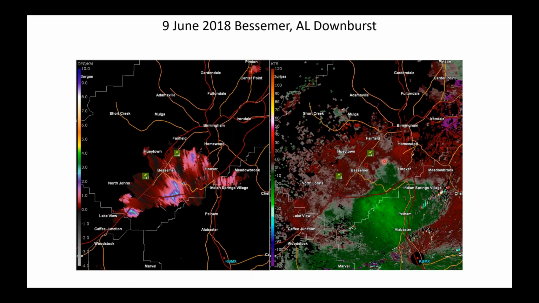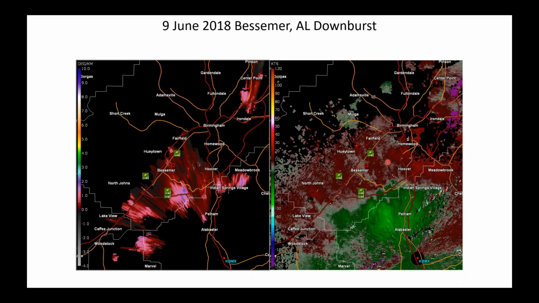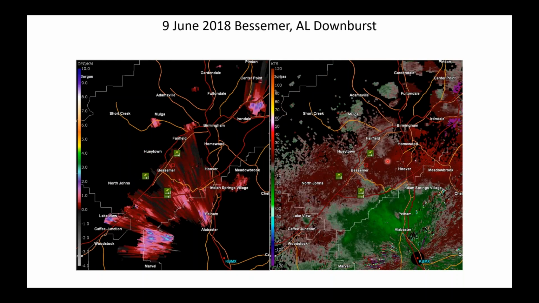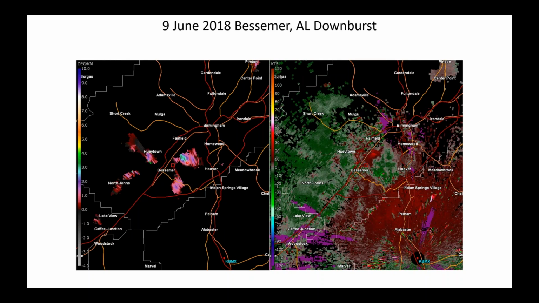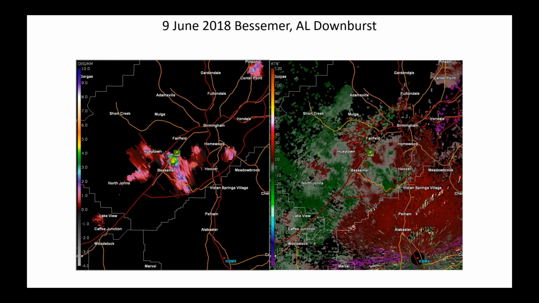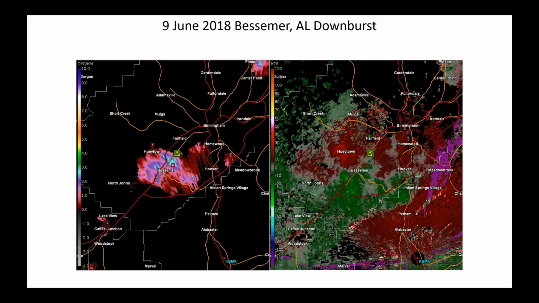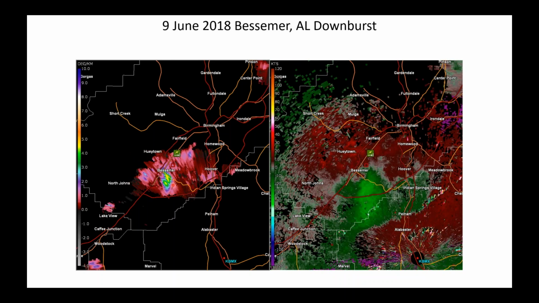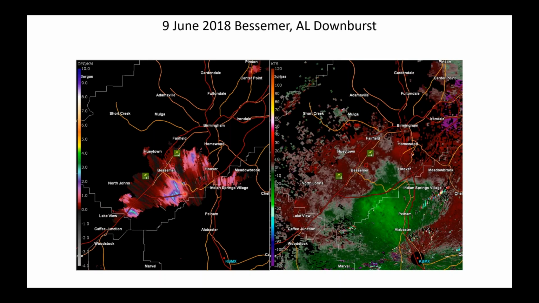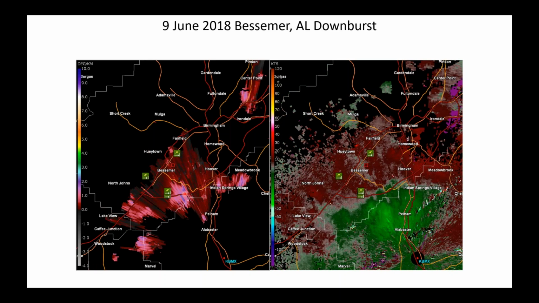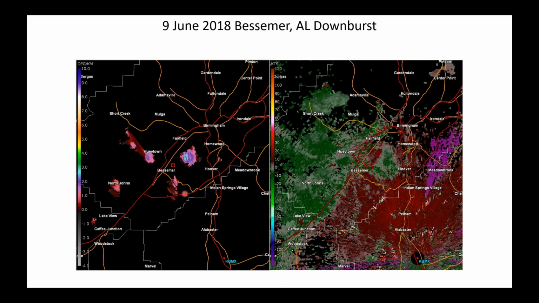A couple somewhat subtle divergent signatures that you see in the velocity on the right, and then the KDP cores that pop up right about that time. You can see one here and a couple of them. There's about 3 events or so, and then with time the LSRs start to come in that there was some tree damage with that too. So those are just some examples.